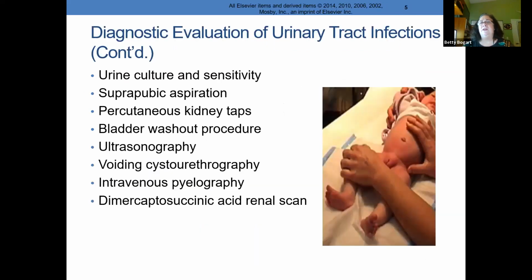So when we get a urinary tract infection, we have all the signs. You don't necessarily need a fever.